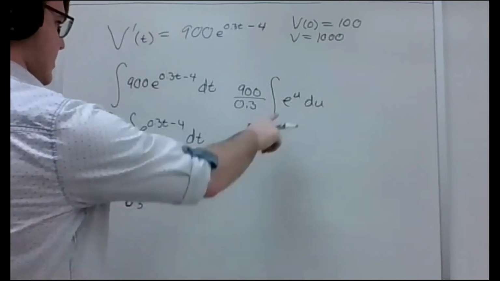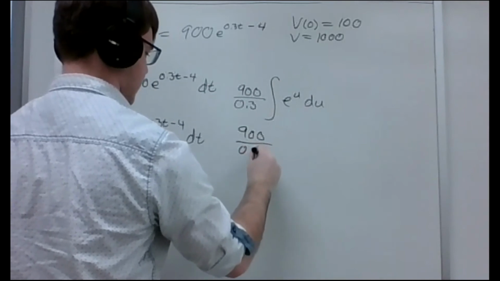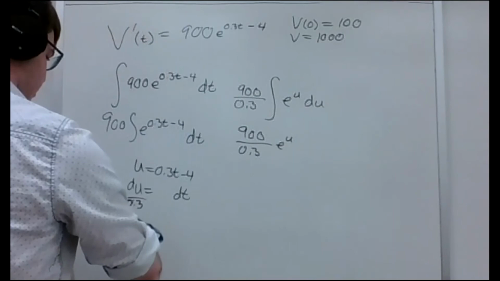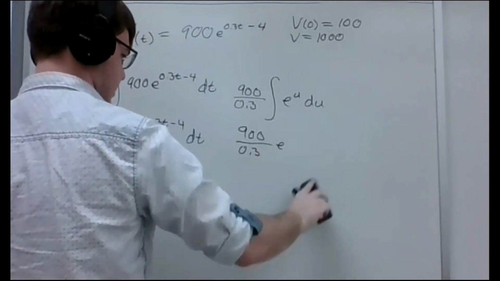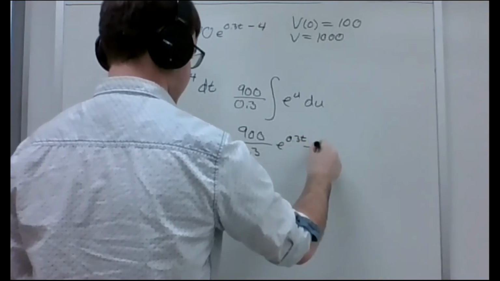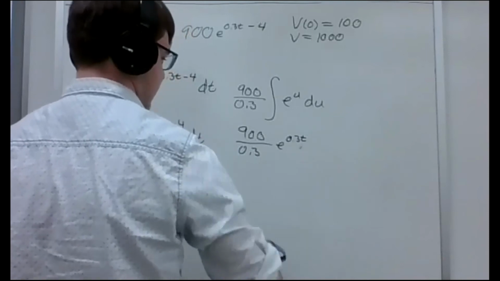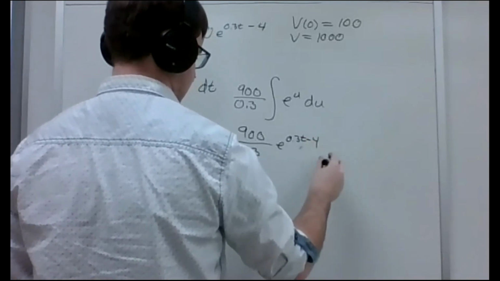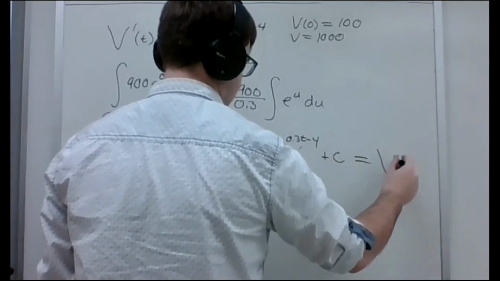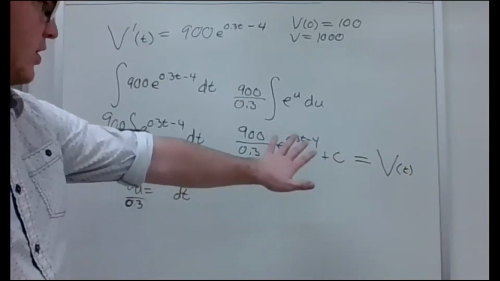And then this is really simple. It's just e to the u. So 900 over 0.3 e to the u. And then we have to plug back in our u, which is 0.3t minus 4, and that's in the exponent, sorry. And that's plus C, and that's equal to our V of t, how many viewers we actually have.